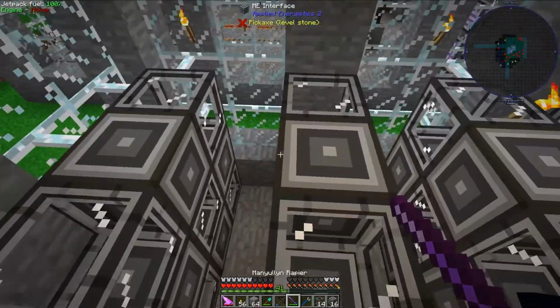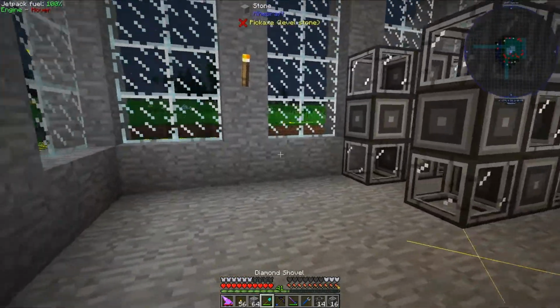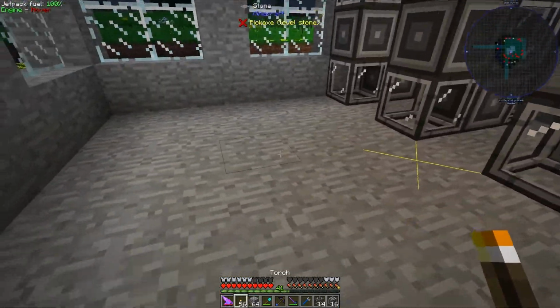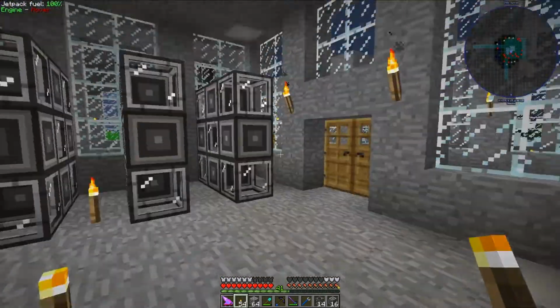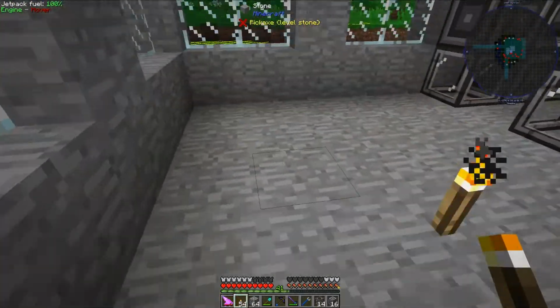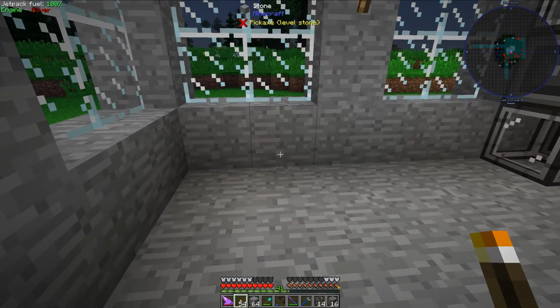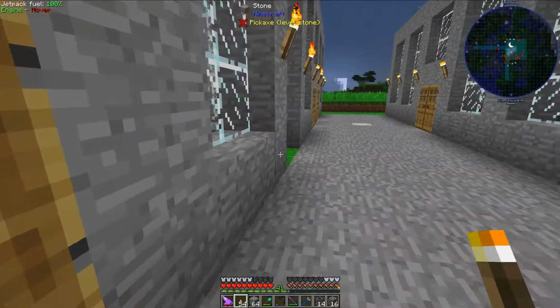So there we go. Let's hit F7 to make sure we don't have any light issues in here. We actually do, so let's take care of that. Let's put a couple torches there, and that should be fine. In the future, I will add more molecular assemblers and ME interfaces over here, but for right now, it's not necessary. The next thing I need to do is hook these up to my ME system.